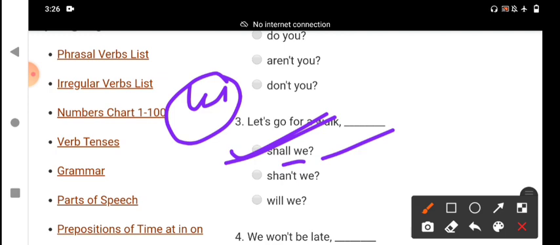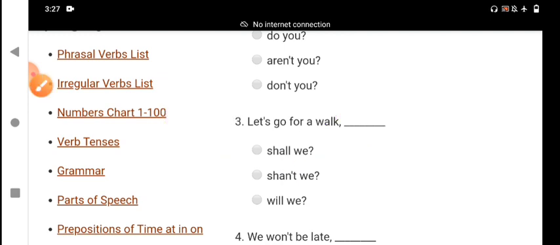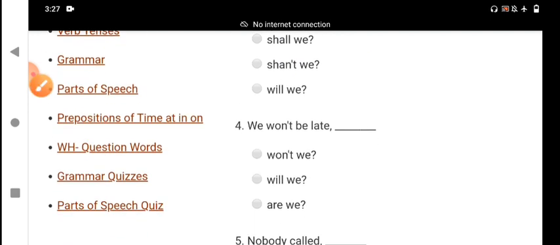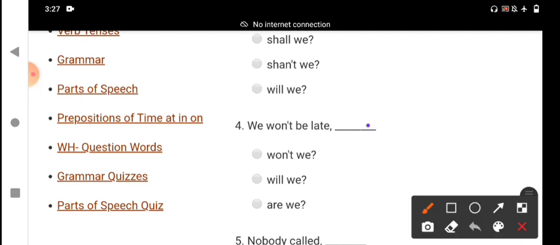It is a sentence that starts with let us. In language function, it is a suggestion, my dear students. And next is the fourth question we should understand. The fourth one is: we won't be late.